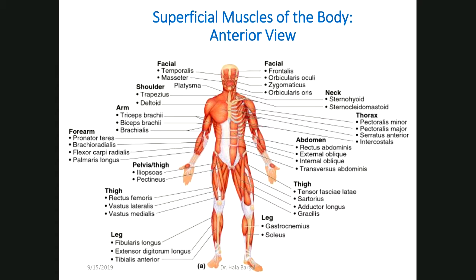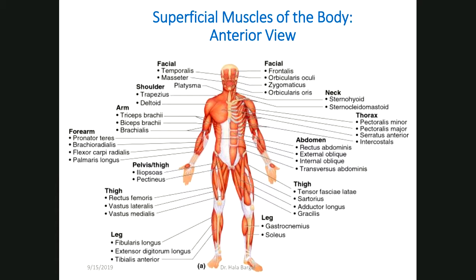Then we have temporalis. This is the muscle which is located over the temporal bone. Platysma, from its shape. We will learn in the next lecture that it resembles a curtain. Trapezius, it is named after its shape. Deltoid, again after its shape. Sternocleidomastoid. This muscle is named after its origin and insertion. It originates from the sternum and the clavicle and inserts in the mastoid process.